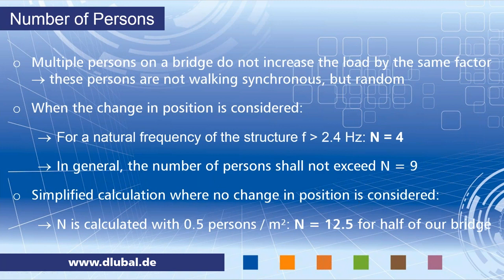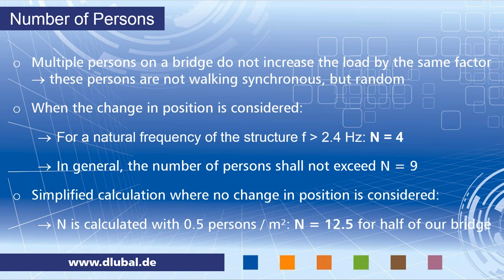As I said, we come back to the number of persons. It's not that multiple persons on a bridge increase the load by the same factor. These persons are not walking synchronously, they are just walking randomly. That's why you don't multiply by 10 because you have 10 persons on the bridge. That's why in the formula you have the square root of the number of persons.